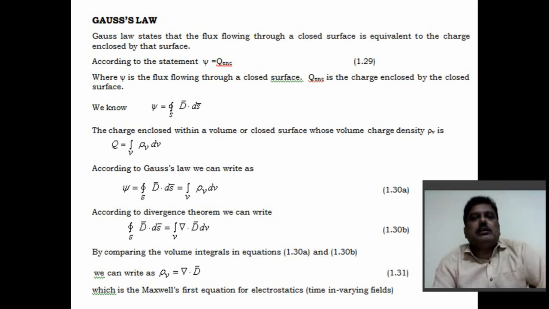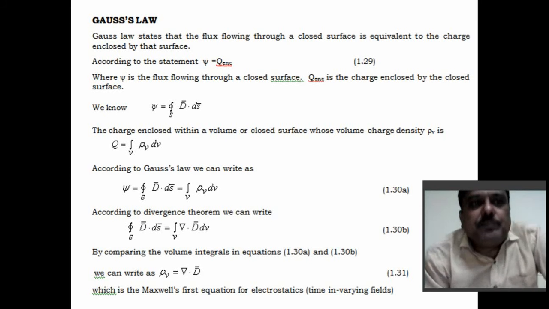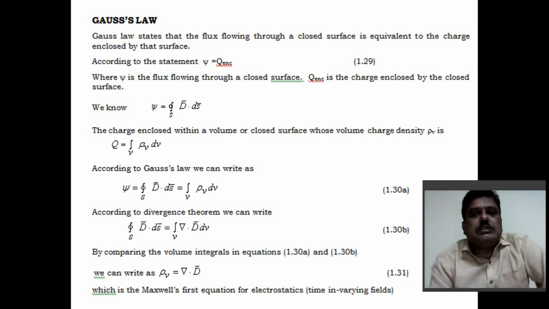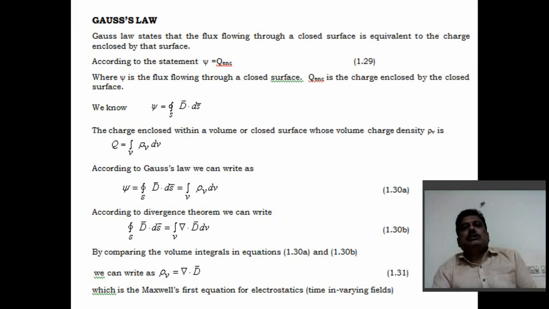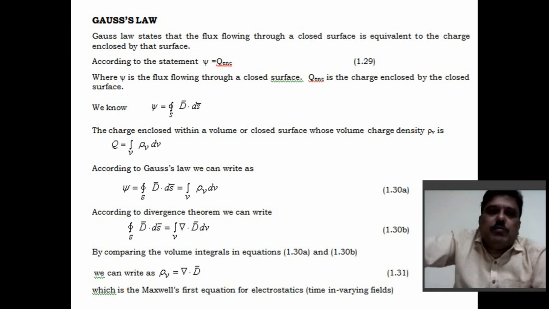And now here we will be talking about Gauss's law. We know that Gauss's law is applied when the given charge distribution has some symmetry. If the given charge distribution has symmetry, it is very easy to find the electric field intensity by using Gauss's law. So what does Gauss's law say?